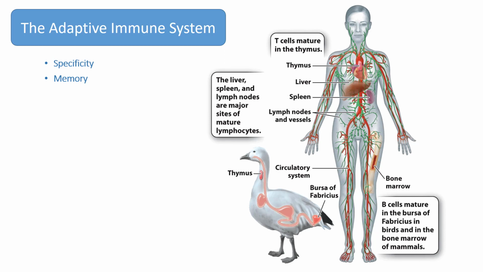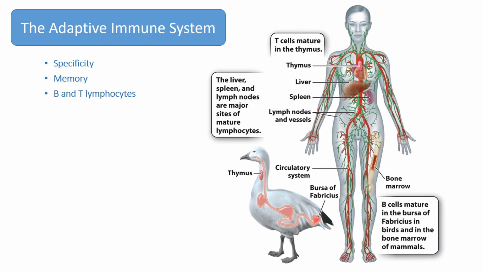The quality of memory describes the ability of the adaptive immune system to remember past infections and mount a stronger response on re-exposure. While many cells and tissues play a role in adaptive immunity, two types of cells are particularly important: T lymphocytes, or T cells, and B lymphocytes, or B cells.